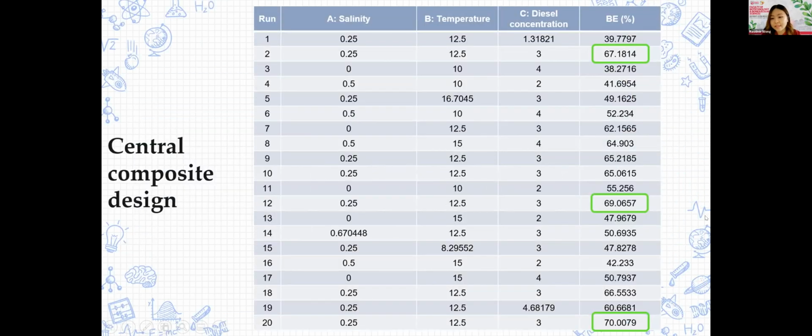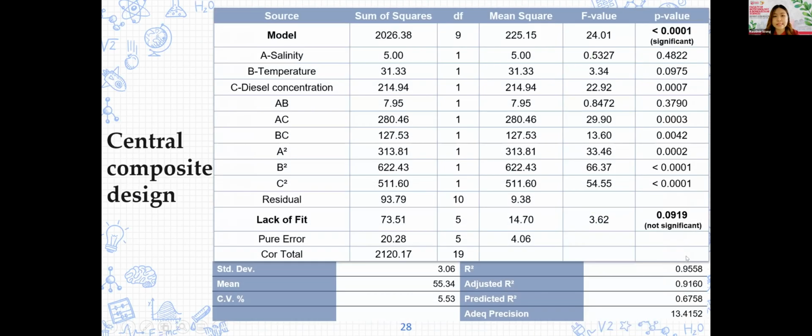The findings after central composite design are that the consortium actually works best at the central point, which is at 0.25% of salt at 12.5 degrees Celsius with a diesel concentration of 3%. So all the highest degradation efficiency occurs at the midpoint. So this is the ANOVA table. Again, the model is significant.